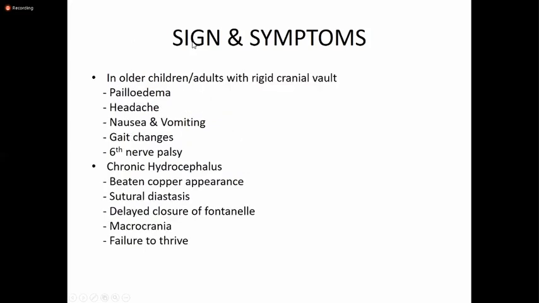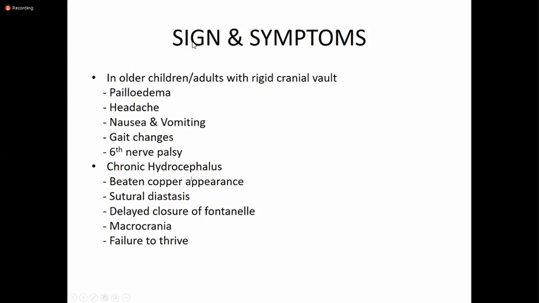In the older age group, the signs and symptoms vary slightly. If you do fundoscopy, there will be papilledema. In the younger age group, less than 1 year, you do not do fundoscopy because they are getting compensation by means of dilatation of the sutures and bulging fontanelle. Whereas in the adult age group, where the sutures have been completely fused, there is no compensatory mechanism to adapt to hydrocephalus. So there, on fundoscopy, there will be papilledema. Again, there will be headache, nausea, vomiting, gait disturbances, sixth nerve palsy.